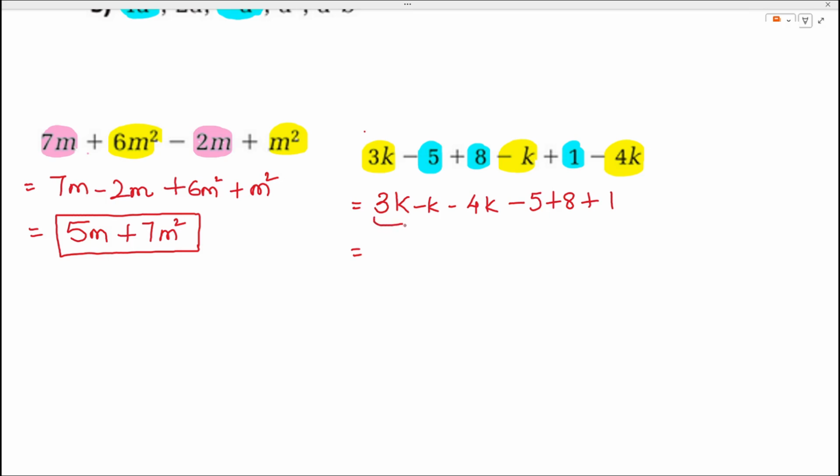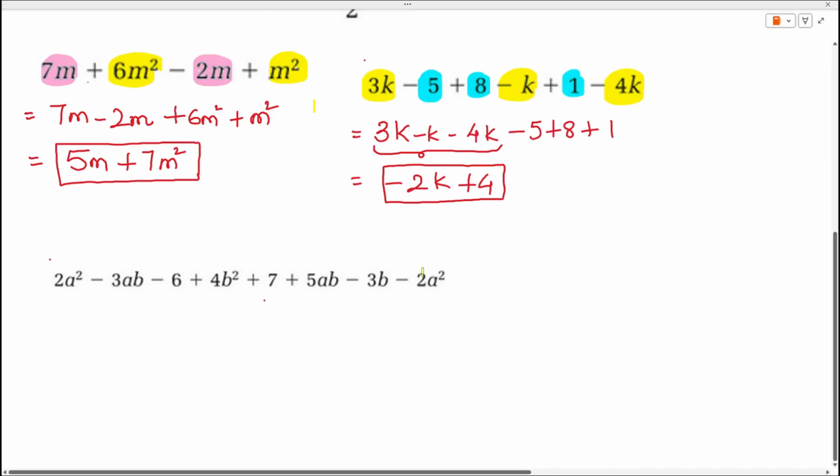Now if we simplify this, because these are the like terms, we can solve them together. 3k minus k, minus 1k actually, this gives us 2k, and 2k minus 4k gives us negative 2k. Now negative 5 plus 8 is a 3, and 3 plus 1 is a 4. So this is the simplified expression.